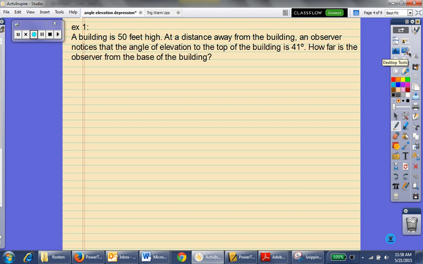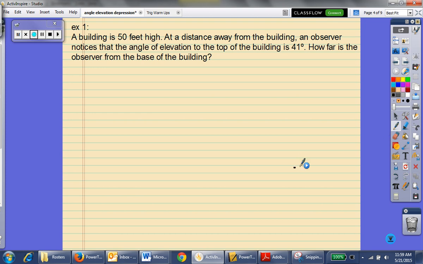Here's example 1. A building is 50 feet high. At a distance away from the building, an observer noticed that the angle of elevation to the top of the building is 41 degrees. How far is the observer from the base of the building? So now we're putting this into the context of a problem. Always draw a picture for these.